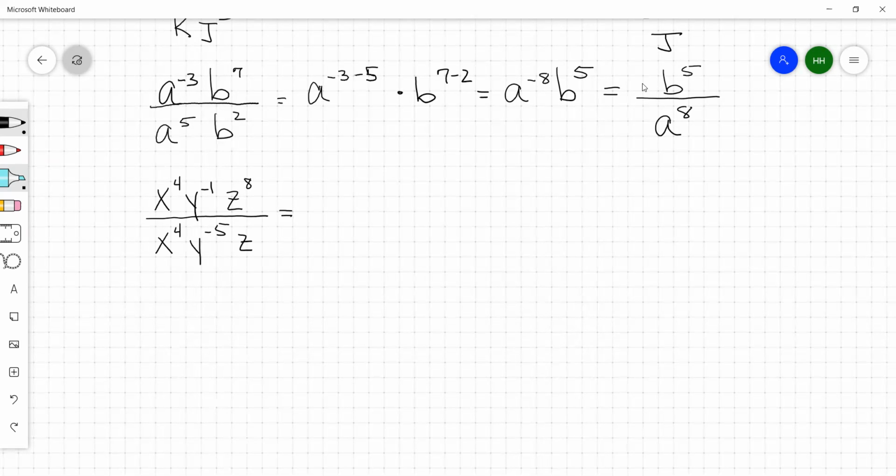All right, so what this becomes is you got an x to the 4th divided by an x to the 4th. So that's x to the 4 minus 4. You got y to the -1 minus -5. And then that's times z to the 8 minus 1 power.